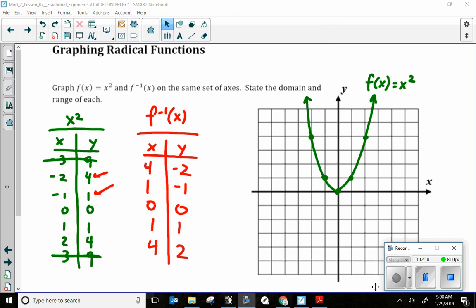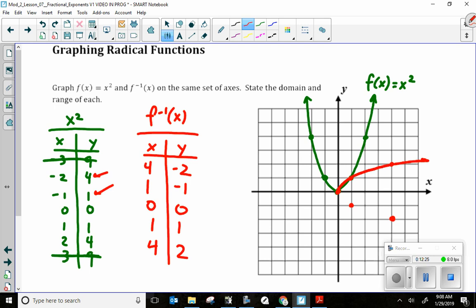So now that we have this table, let's plot these points. I go to 4, -2. I go to 1, -1. I'm still at 0, 0. Still at 1, +1. And then I go to 4, +2. So it kind of does this thing like this. And this is the inverse of x. There you go. We graphed them on the same set of axes.